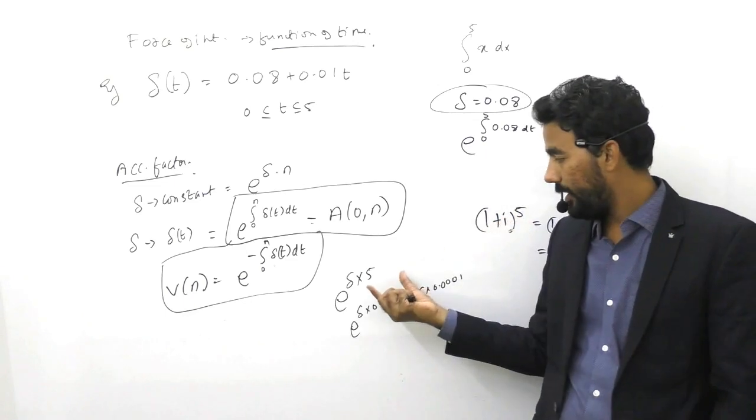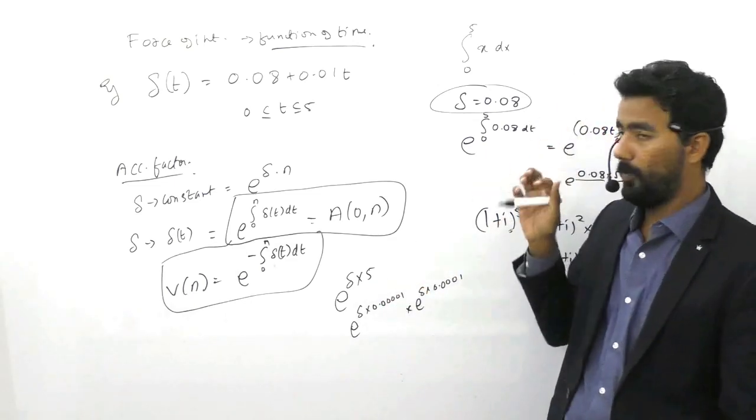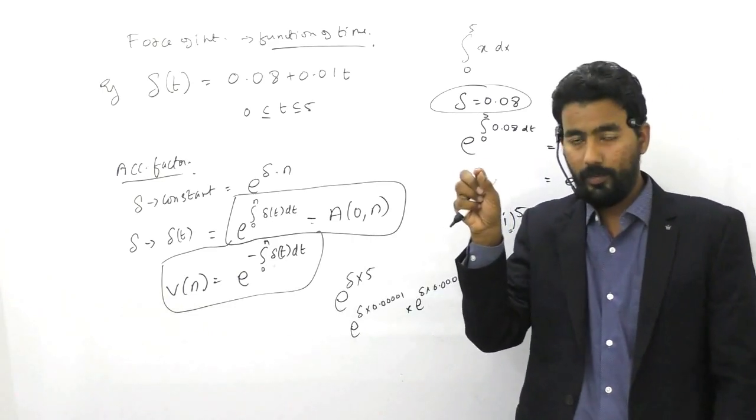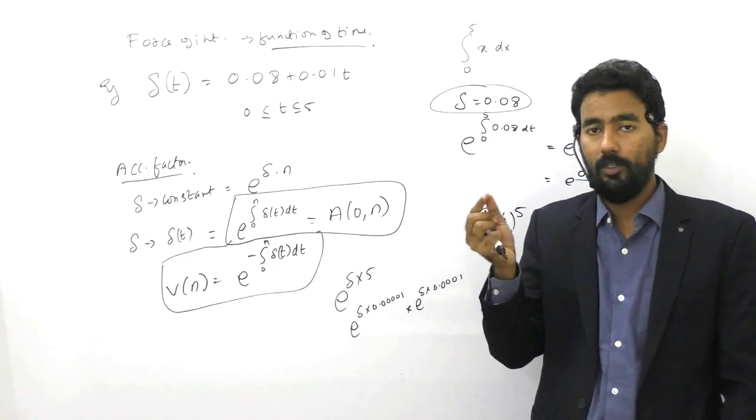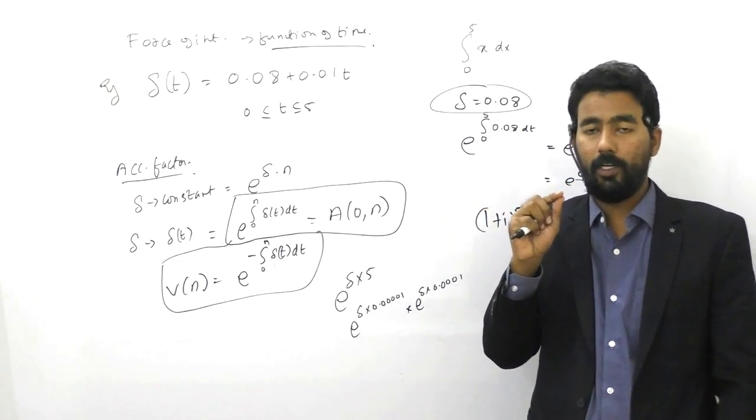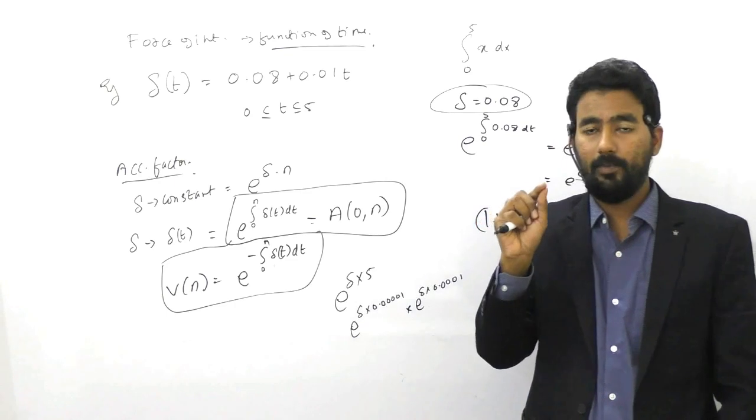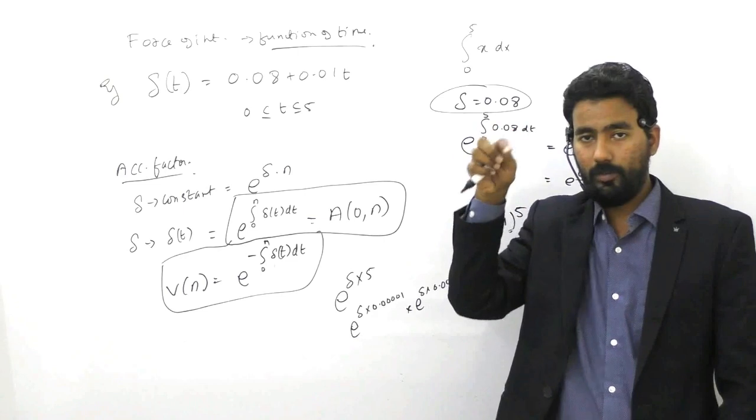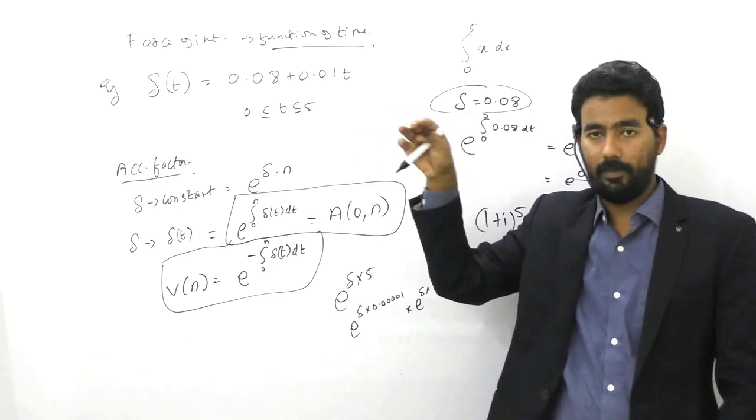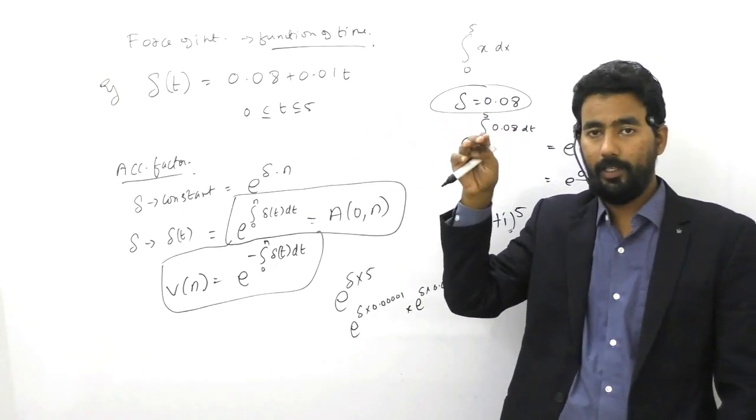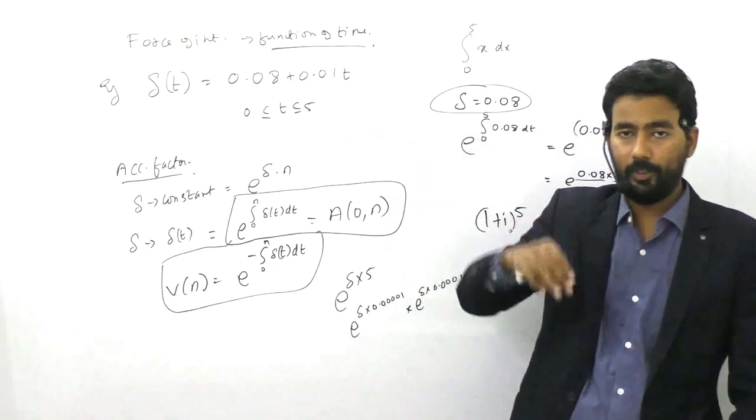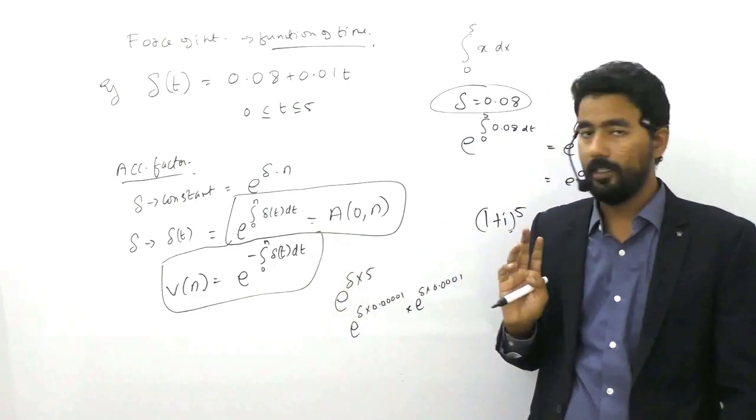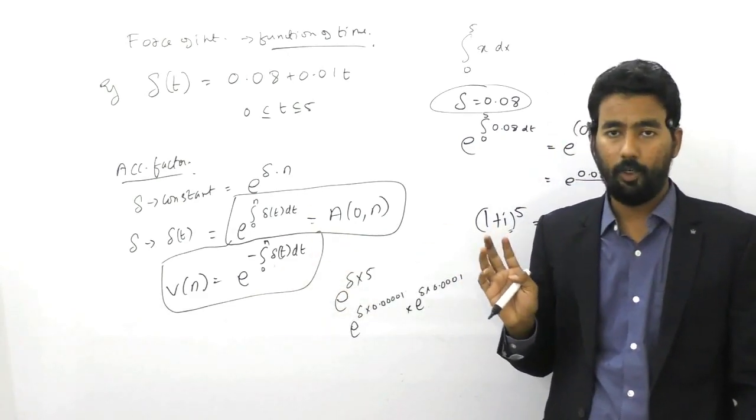So e raised to delta into n is basically the accumulation factor for n years. When you do e raised to delta into 0.1, it becomes the accumulation factor of 0.1 years. So you have to identify the accumulation factor of an infinitesimally small time period and multiply them together. When you multiply e raised to something into e raised to something into e raised to something, the power adds up. When the power adds up and it is a continuous range, a simplified version of it can be written as e raised to the integration of 0 to n delta t dt. I hope that makes a lot of sense to you.